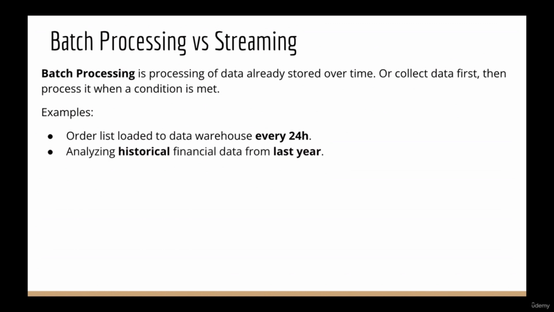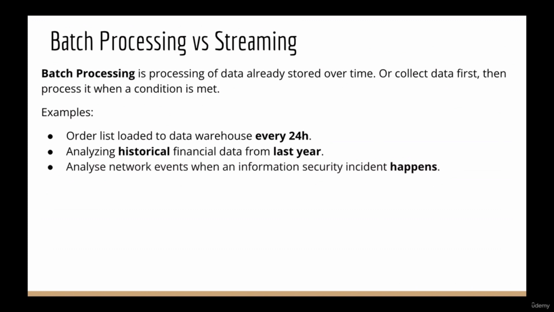And then an example of collecting data over time, then processing it when a certain condition is met, is when we're analyzing, for example, collected network events when a security incident happens. Stream processing, on the other hand, is a big data technology that allows us to process data in real time as it arrives, and then detects conditions within a small period of time from the point of receiving the data. So basically, it allows us to feed data into analytical tools as soon as pieces of data are generated, and that way we can obtain instant analytics results.